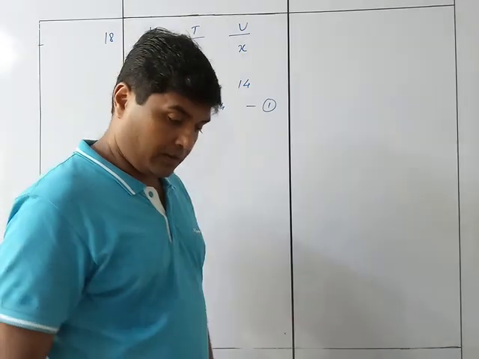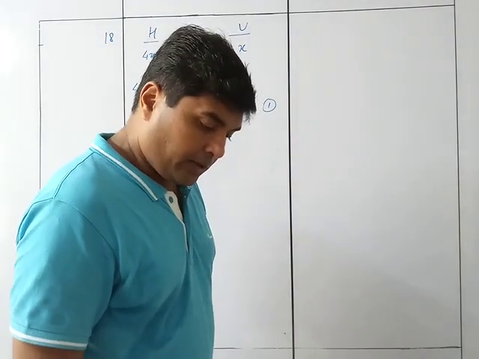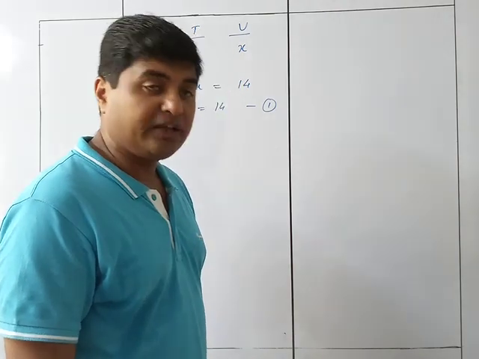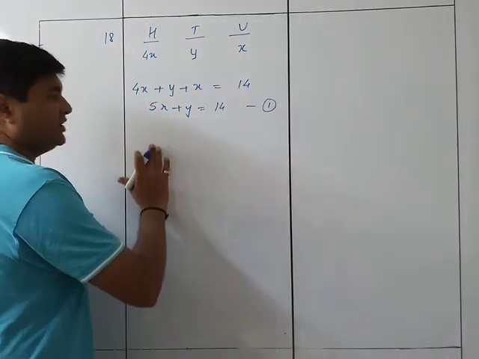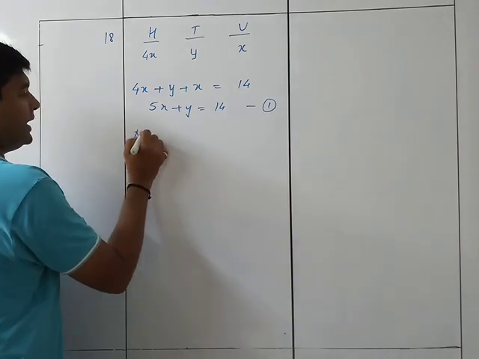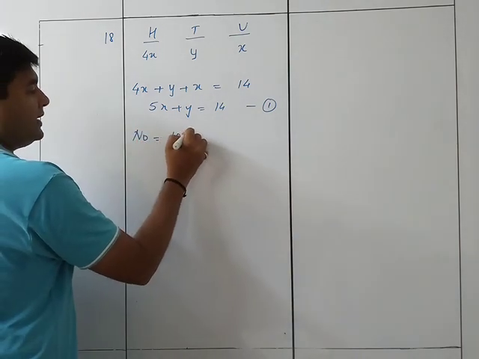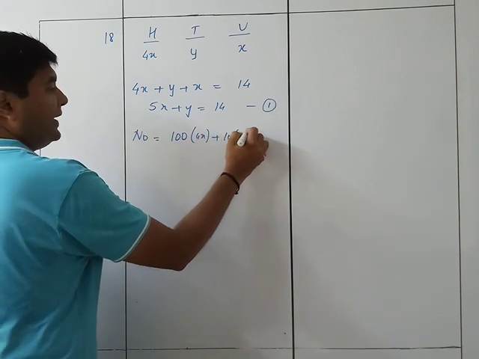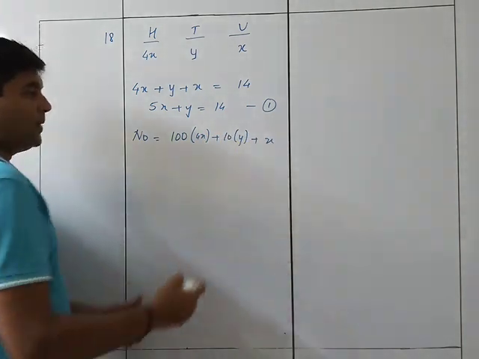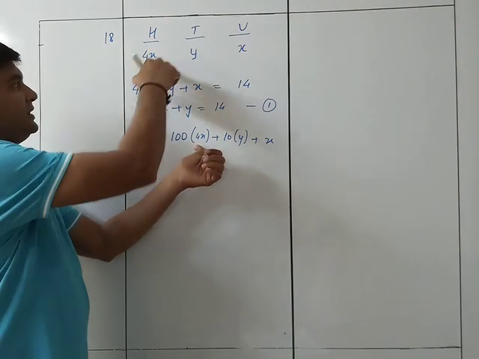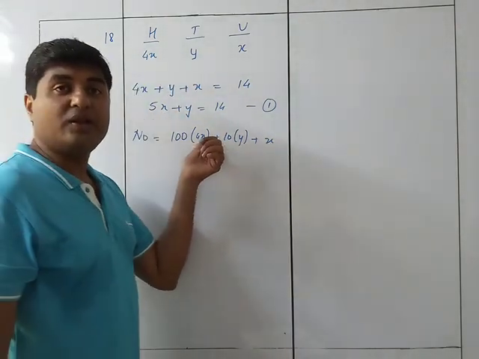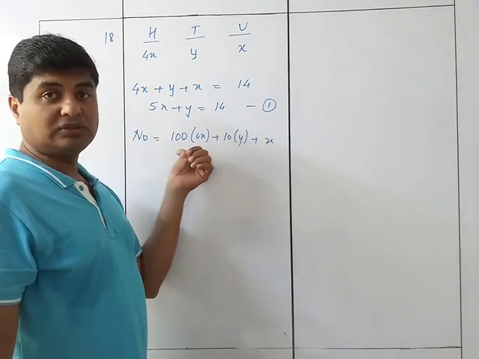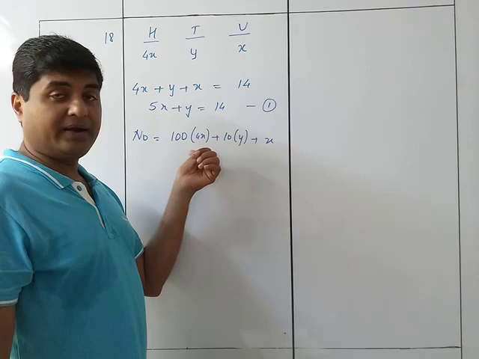Clear? Next. If the 3 digits are written in the reverse order, the value of the number is decreased by 594. So what is the first thing? The number. So the number will be 100 into 4x plus 10 into y plus x. Now what is this about? 4x is the face value of the hundreds digit, so it has to be multiplied by the place value. So 4x becomes 400 into 4x.